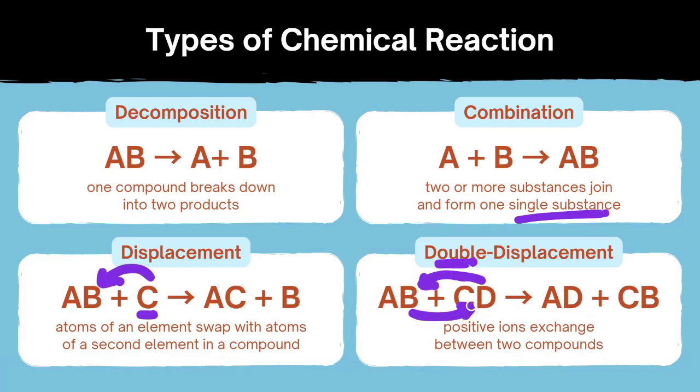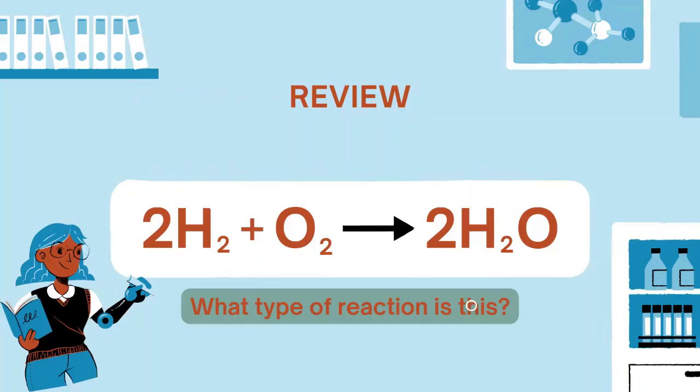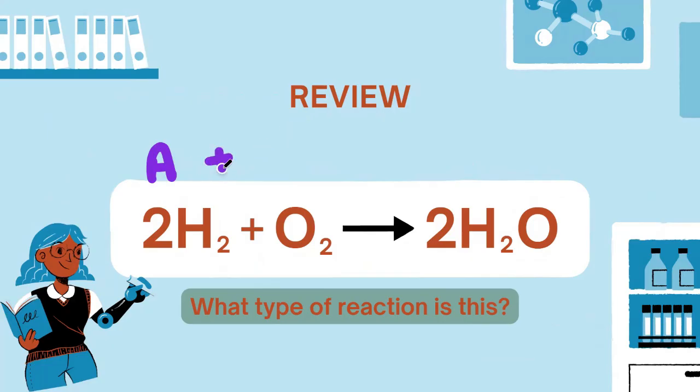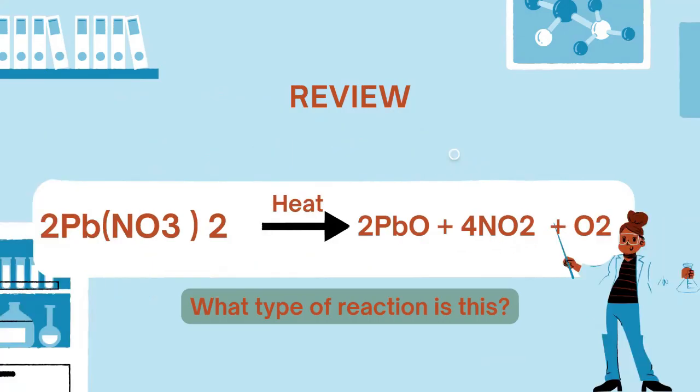Now let's revise these reactions once again in form of questions. Yes, students, I know you will be able to do it. So here is the first question. What type of reaction is this? If you see it, this is A, 2H2 is A, and oxygen is B, and they are forming AB. What kind of reaction is this? Combination reaction, isn't it? Two or more substances are forming a single compound, a single product. This is a combination reaction. Very good, students. Now let's answer this in the comment box.